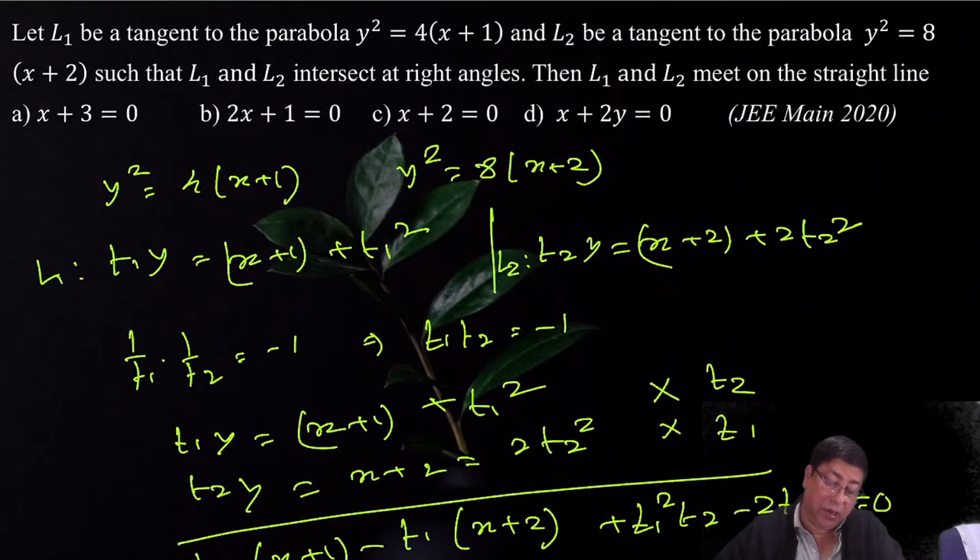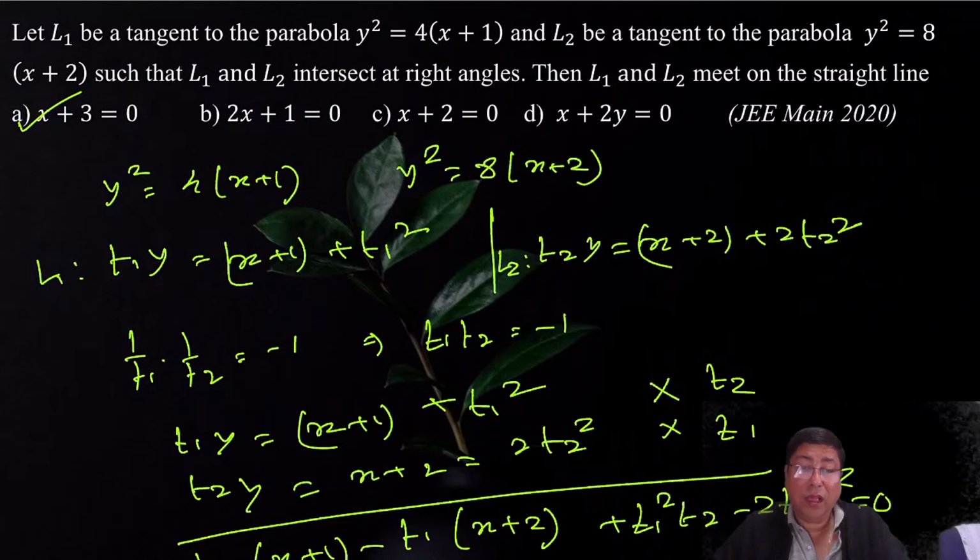So is there anyone? Yes, x plus 3 equal to 0. Previously, none of these was an option before 2020. After 2020, they are giving the option none of these less often, at least in mathematics.